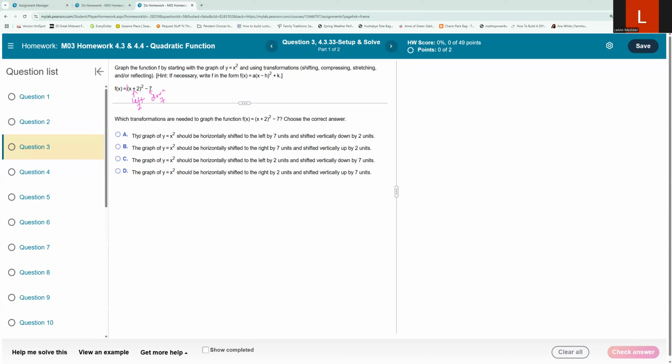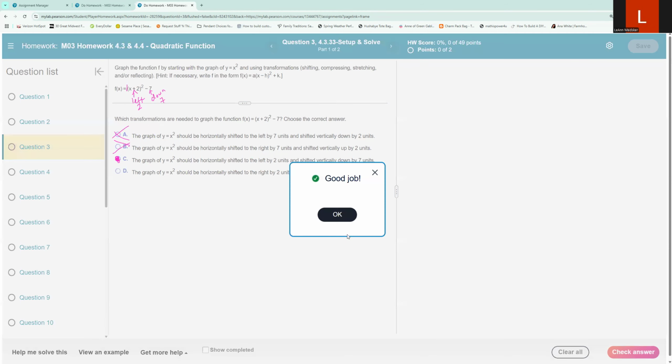So let's read our choices. The graph of y equals x squared should be shifted horizontally left by 7. That's incorrect because it was not shifting left by 7, it was by 2, so we can throw this one out. The graph should be shifted horizontally to the right by 7, again the wrong number and also the wrong direction. The graph of y equals x squared should be shifted horizontally to the left 2, that's correct, and then shifted vertically down by 7. Notice this one has all of the correct directions. Then if I click check my answer, you'll notice that that's good.